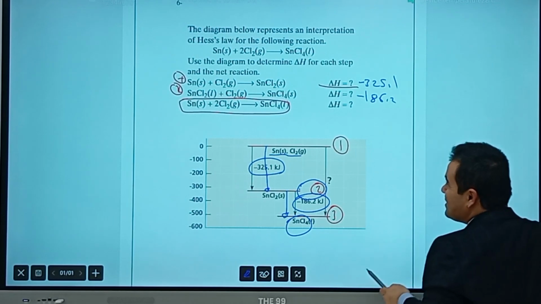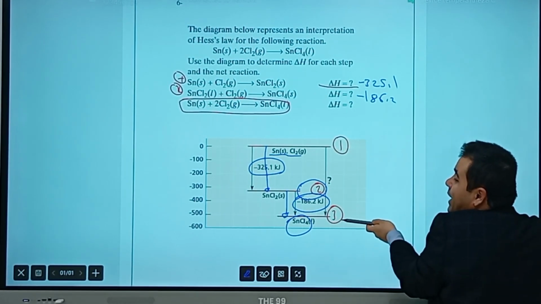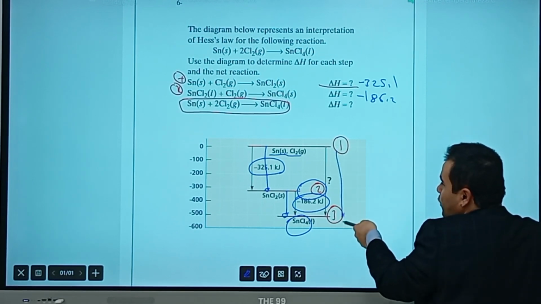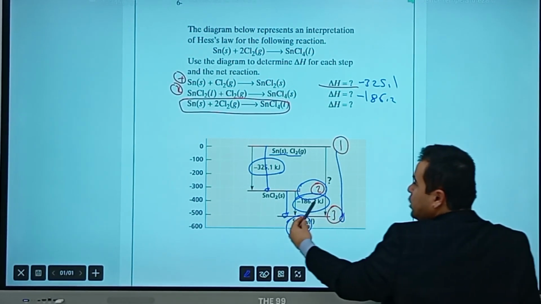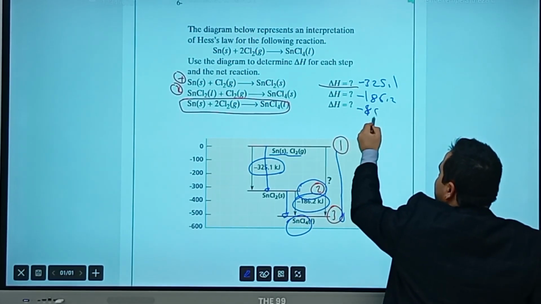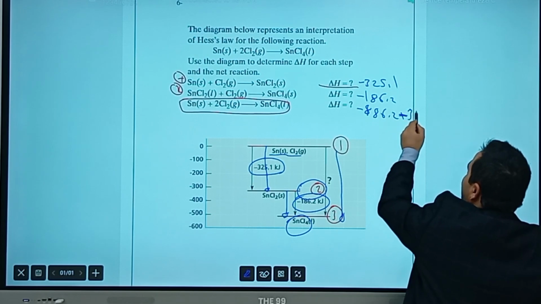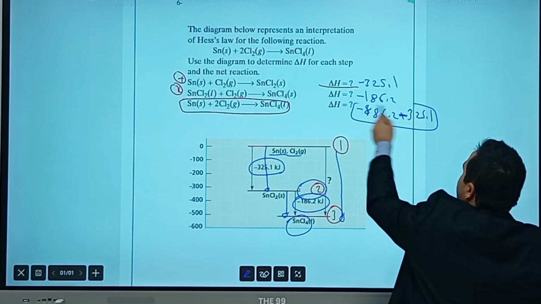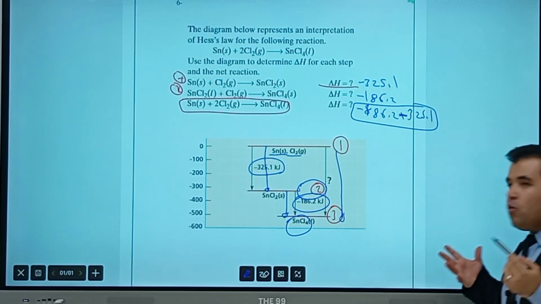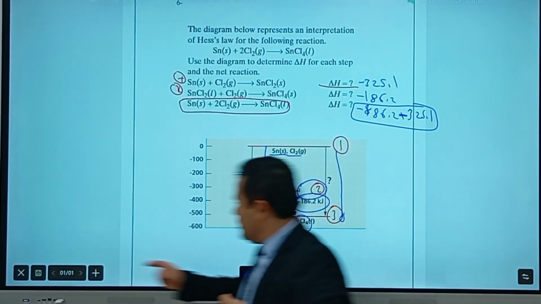SnCl2 on line 1 to SnCl4 on line 3. This in between is equal to what? The summation of these two, minus 186.2 plus minus 325.1. This will be almost minus 500 something. That's how we can calculate graphically, guys. The graphical is important as well.